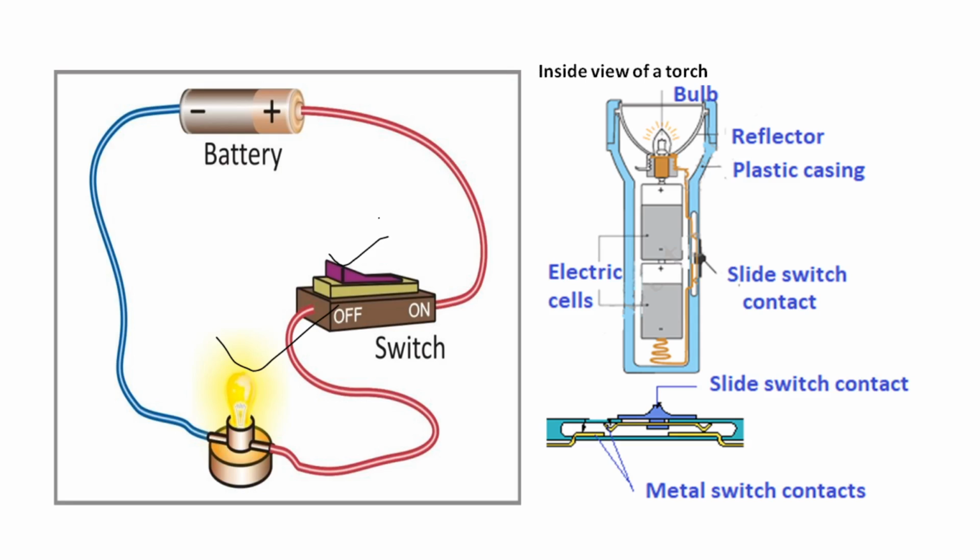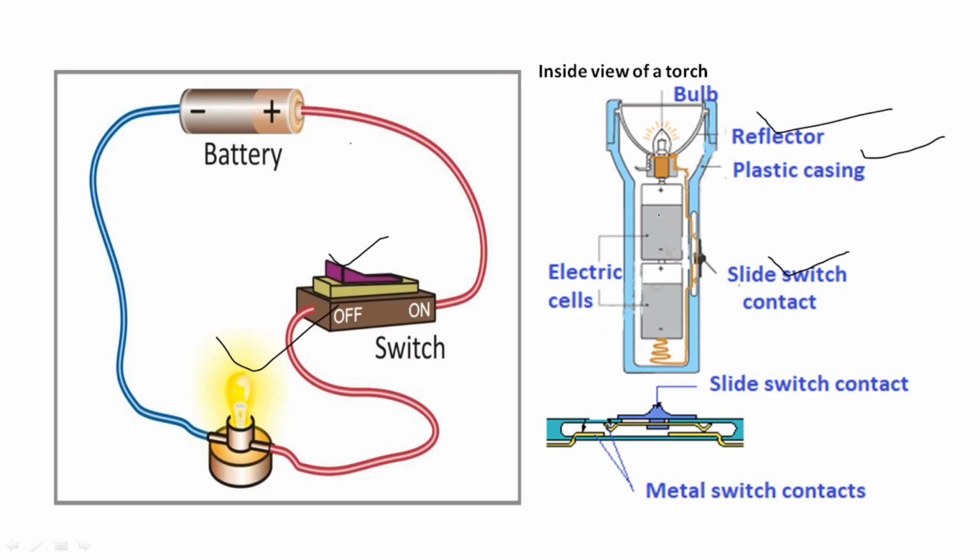Next, you have seen a torch. Look at the inside view of the torch, how a torch works. A bulb is there, and a reflector which reflects the light. Below, the whole thing is inside a plastic casing. Here is the slide switch: if you push it up, the switch is on, and if you push it down, the switch is off.